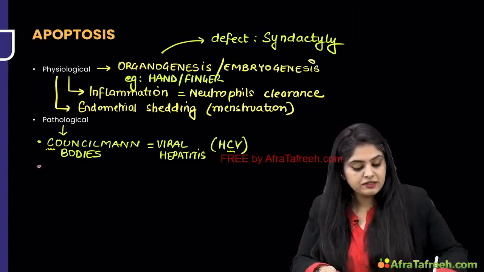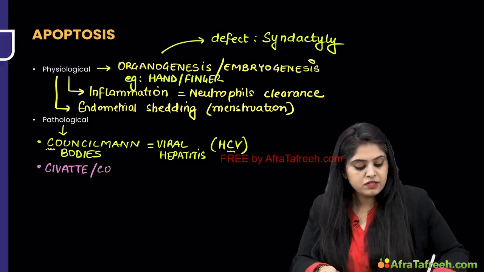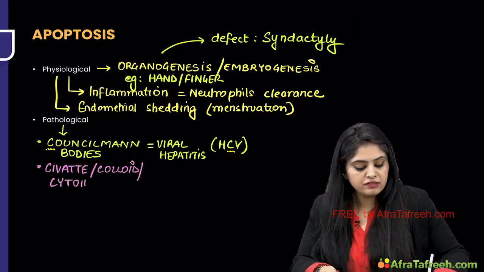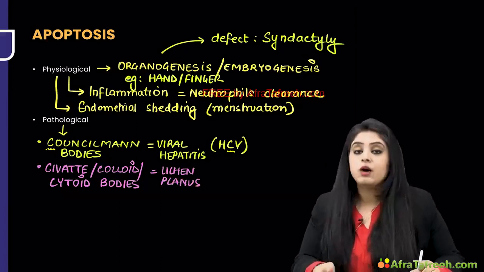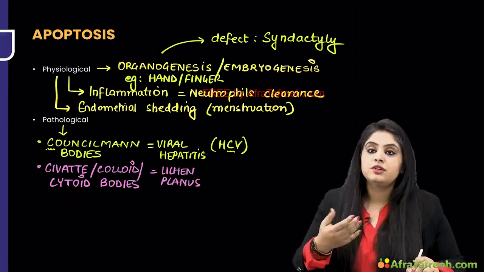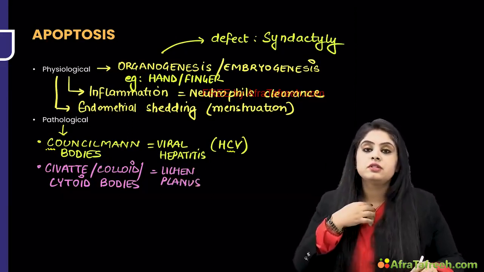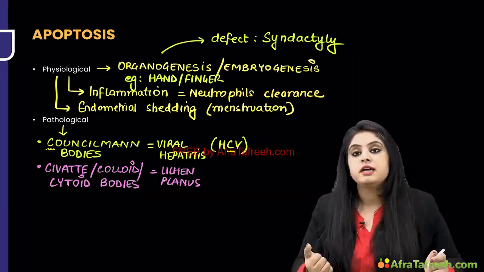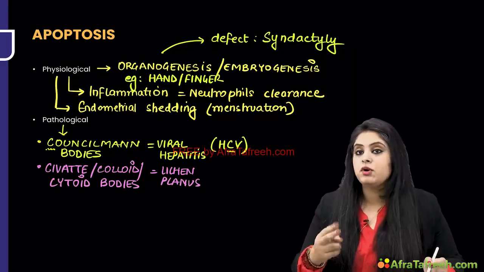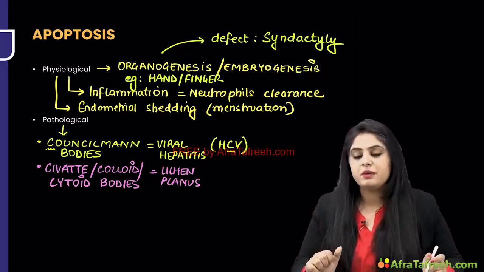Are there any other C bodies that you see in dermatology also? They are known as civatte or colloid or cytoid bodies, and lots of other C's. Civatte or colloid or cytoid bodies. In which disease of dermatology do you see them? We see them with lichen planus. And now when you go and study lichen planus, you will realize that yes, this is a question that we get, that lichen planus shows you civatte bodies and they are a type of apoptosis. So the two C bodies are coming up your way, right? Both of them are apoptosis.